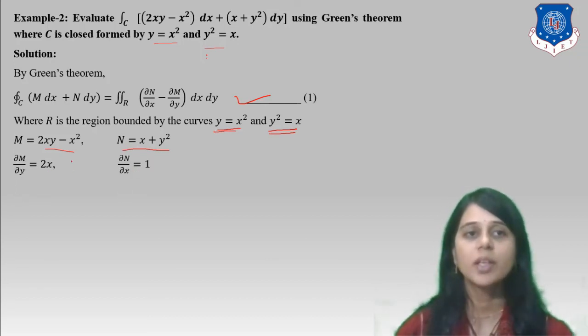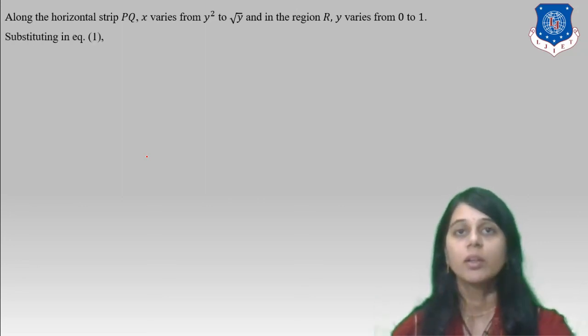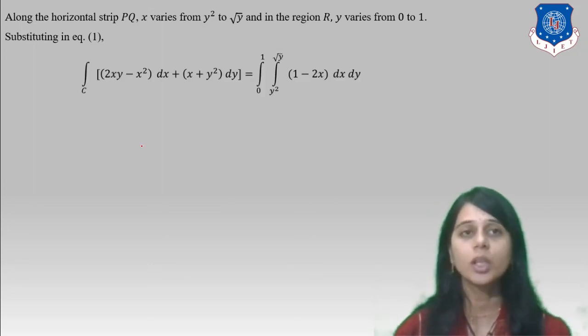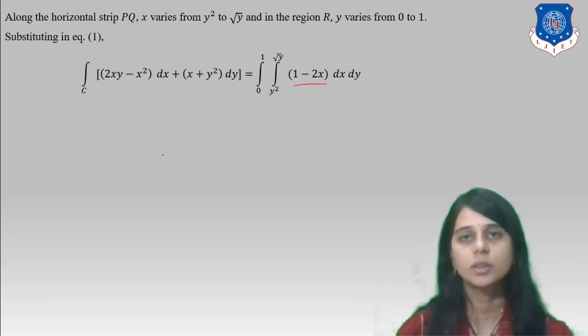What is ∂M/∂y? It is 2x. ∂N/∂x? It is 1. Along the horizontal strip PQ, x varies from y² to √y in region R, and y is 0 to 1. Substituting in equation 1, we take 0 to 1, y² to √y, (1 − 2x) dx dy.